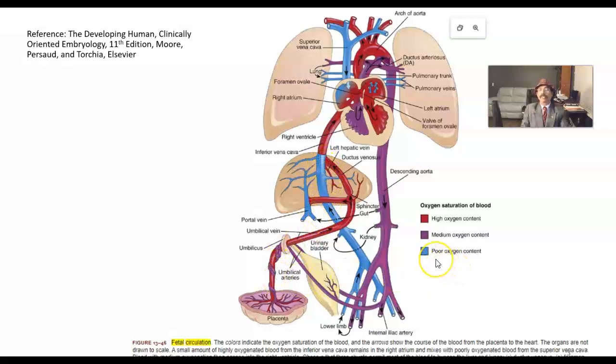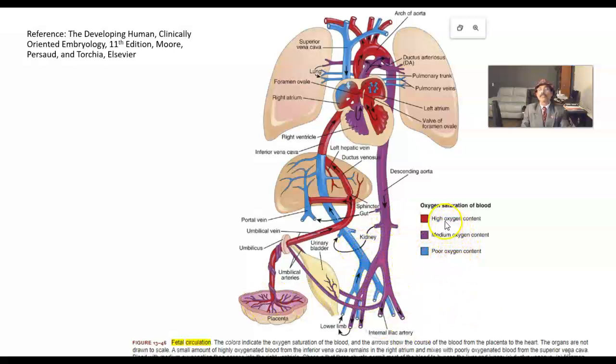It is shown here that the umbilical vein has high oxygen content, not the umbilical artery. The umbilical arteries have medium oxygen content. That is medium oxygen content. And this is the inferior vena cava. It has poor oxygen content.